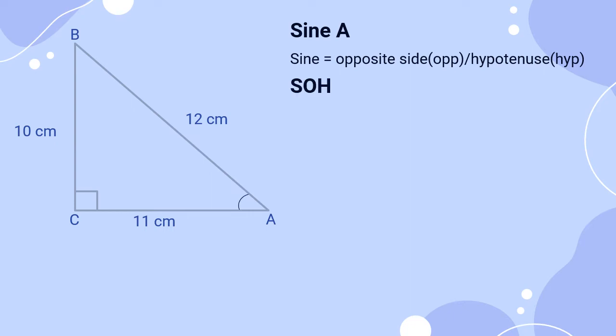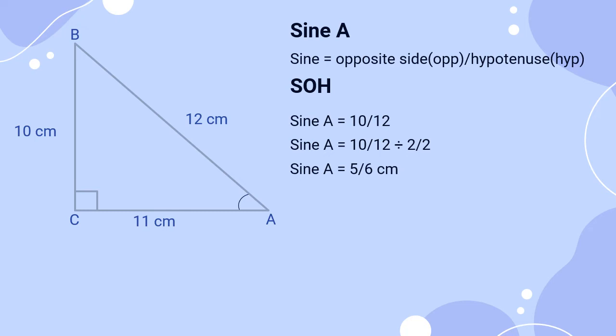So, sine is opposite over hypotenuse. In sine A, we have 10, since 10 is the opposite side and 12 is the hypotenuse. We need to simplify our answer. To simplify 10 over 12, we divide it by 2 over 2. So, 10 over 12 divided by 2 over 2 is 5 over 6. Therefore, sine A is equal to 5 over 6 centimeter.